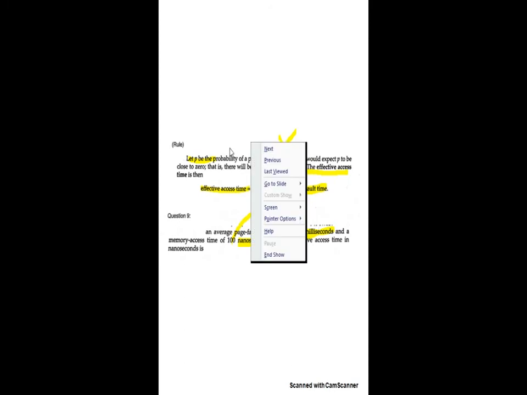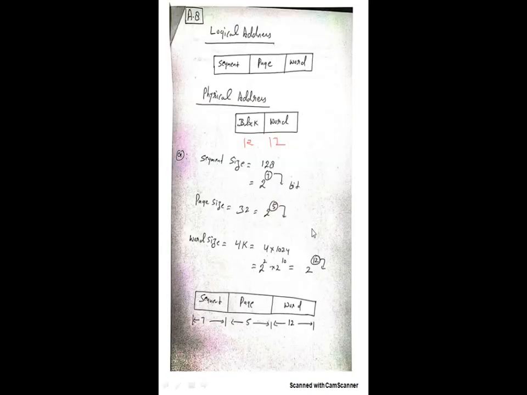Okay. So now you see effective access time is 1 minus P into MA. What is MA? Yeah, you see MA is 100 nanoseconds. 1 minus P into 100. This is in nanoseconds. Plus, okay, what is P? P into page fault time is 25 milliseconds. Sorry. So 25 milliseconds. Okay.